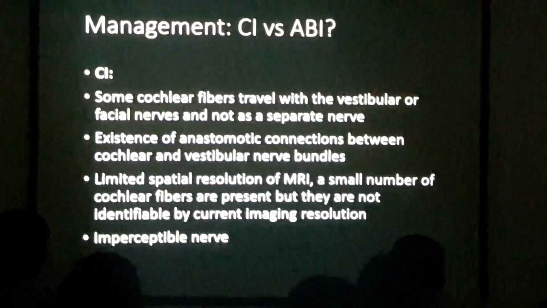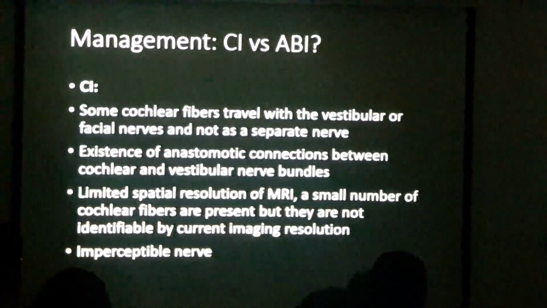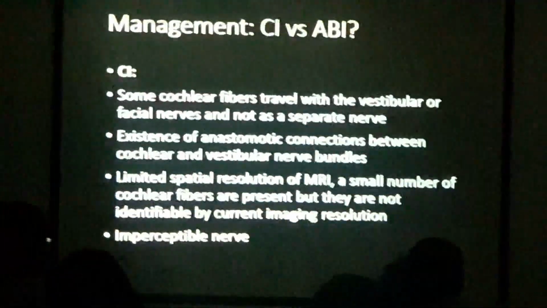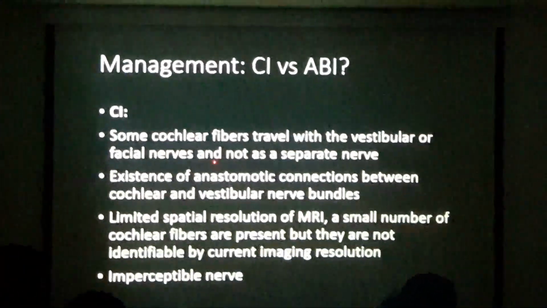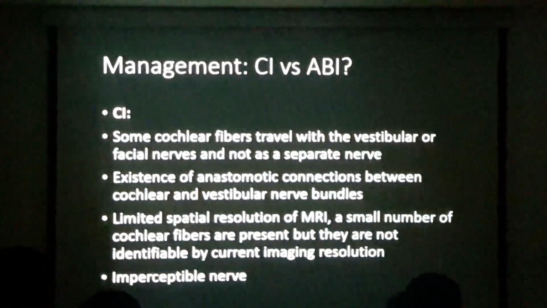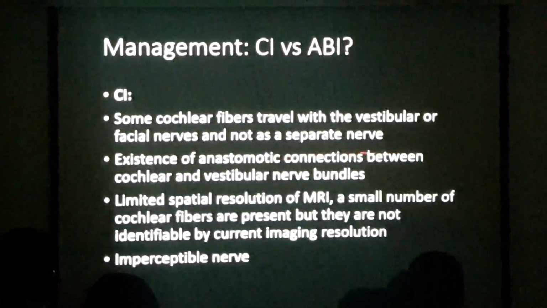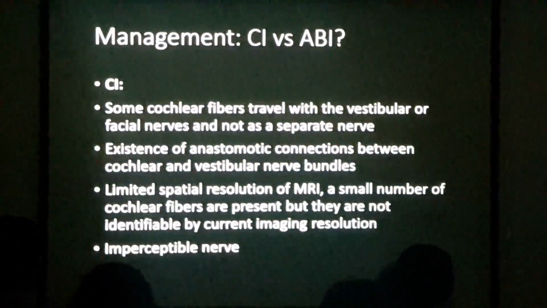So this is what we have to remember. Whether it is a cochlear implant or the auditory brainstem implant, that's the question. One thing you should remember is that multiple studies show there are some cochlear fibers running with the vestibular or facial nerve, not as a separate nerve. You may not see that on MRI, but still there may be some cochlear nerve there. And there is the existence of anastomotic connections between the cochlear and vestibular nerve bundles.